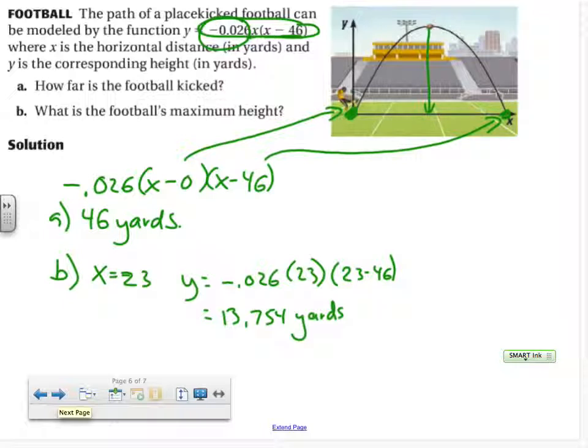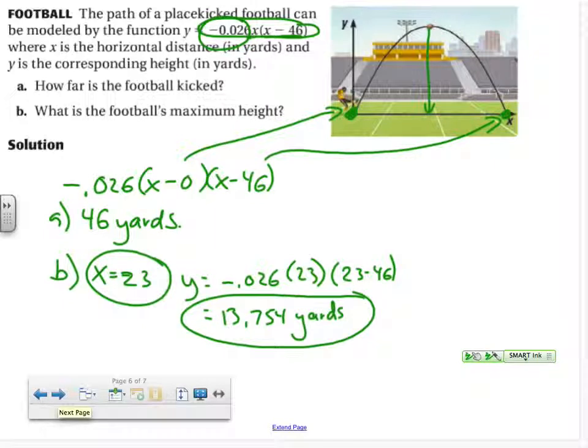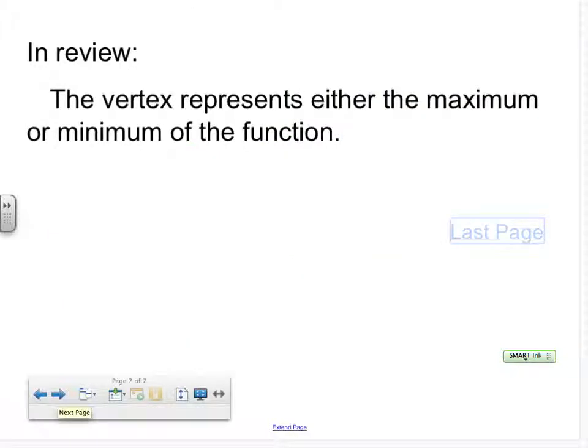So this is the maximum height, and this is where it happens. That's an important distinction: what is the max and where it happens. So in review, the vertex represents either the maximum or minimum of the function, of the quadratic function to be more precise. You can tell if it's a max or a min by looking at your a value. If a is negative, you have a maximum. If a is positive, you have a minimum. And then you find that by finding your vertex.